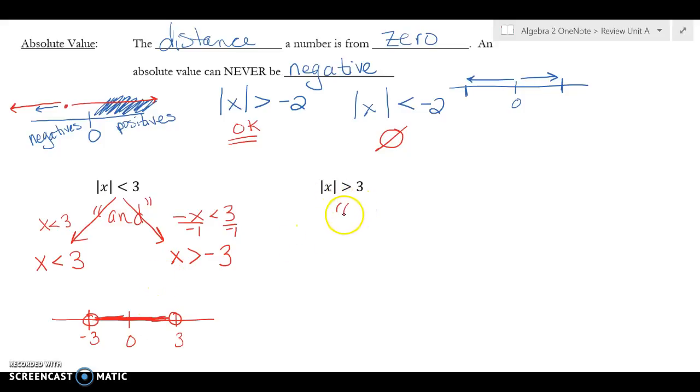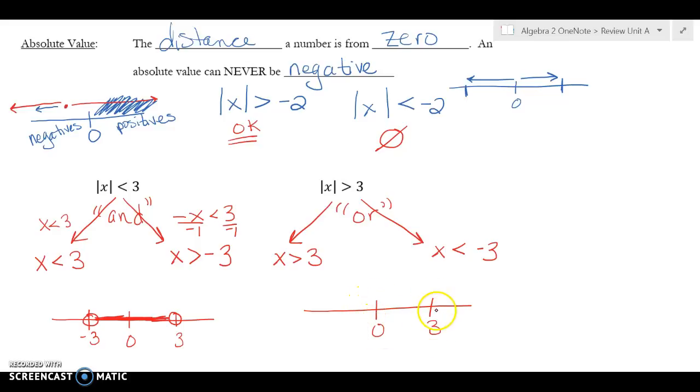On the left, these end up being or problems. My first one stays the same, x is greater than 3. But my second one, again, when I change the sign to -3, I flip the inequality. Your inequalities need to be facing two different ways. So now when I graph it, at +3, it goes to the right, and at -3, it goes to the left. Now, if you get confused on whether a less than or greater than is an and or an or, it really doesn't matter. You'll be able to find the answers by graphing them and seeing where things overlap or where they go in other directions.